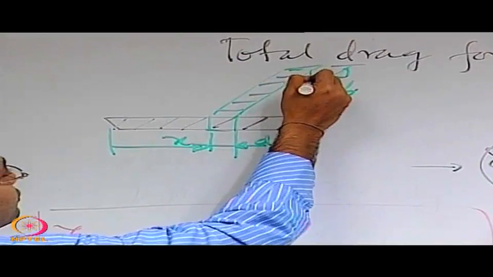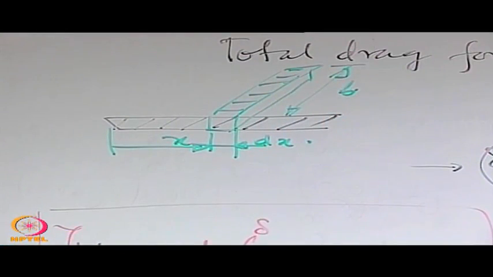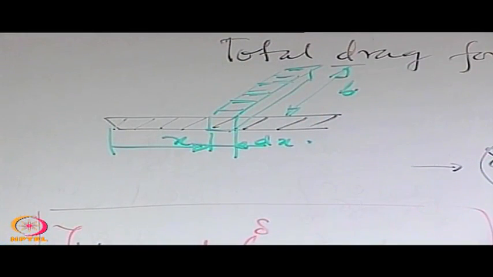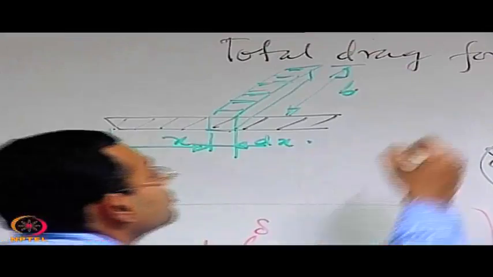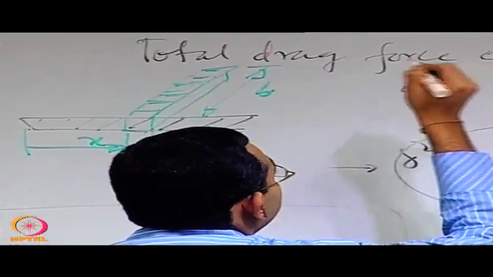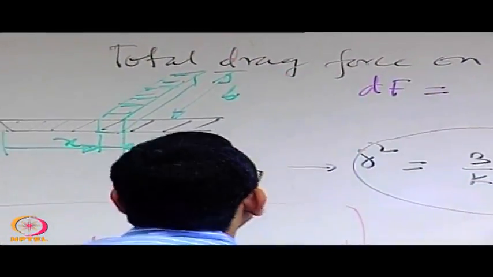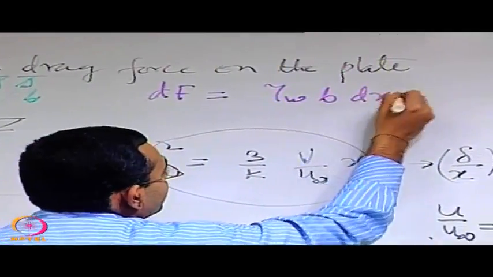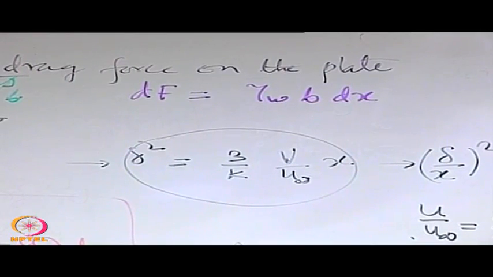So the element that we have considered is something like this, and the shaded portion is where it is exposed to the fluid, and that is where there is a shear stress between the fluid and the solid. So how do you calculate the total shear force on this shaded element? Let us say that dF is the shear force on the element. So what is dF? Tau wall is the wall shear stress, that into B into dx.